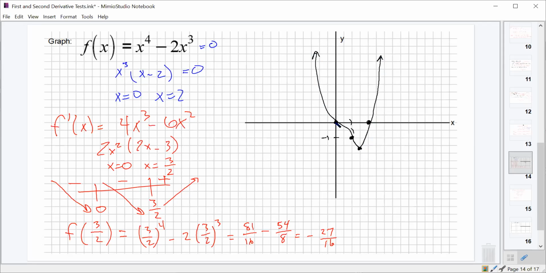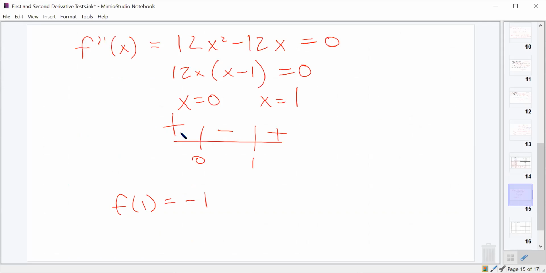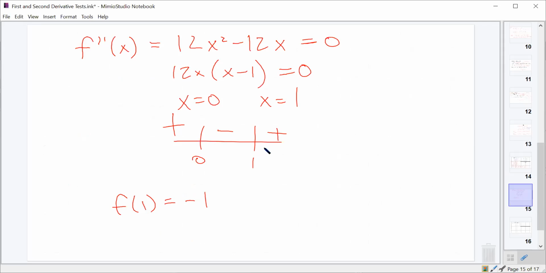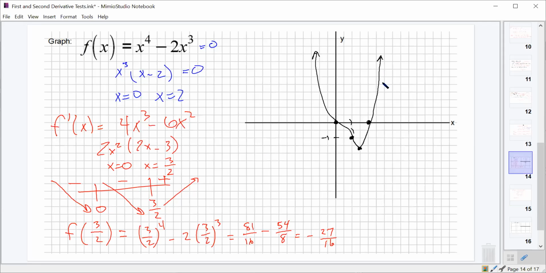It's concave up from -infinity to 0, right? According to the sign chart. Then it's concave down from 0 to 1. Then it's concave up again from 1 to infinity. So it meets all the concavity criteria. And then it's decreasing from -infinity to 3/2. And then it's increasing from 3/2 to infinity.